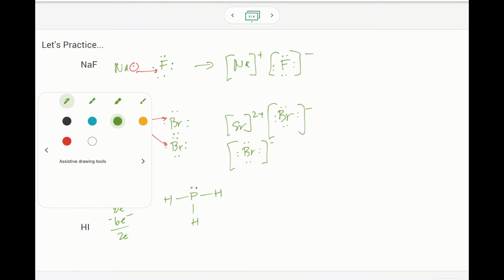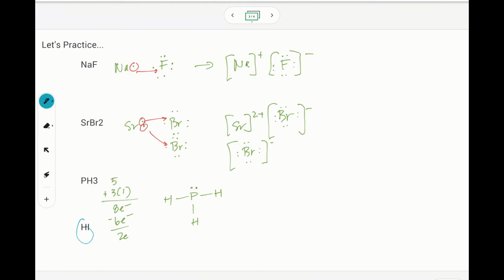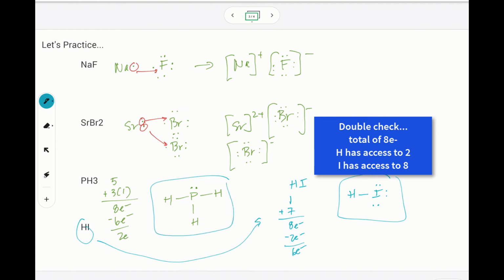All right, next up we've got HI, hydroiodic acid, and again it's molecular. Let's sum up our valence electrons. Hydrogen again has 1, iodine has 7, for a total of 8 to distribute. We will draw our atoms and connect them with a bond. A bond is 2 electrons, which leaves us with 6. And again, hydrogen only needs 2, which means we have exactly enough to fill that iodine valence. Everybody has access to enough to make a full valence, and we are done.